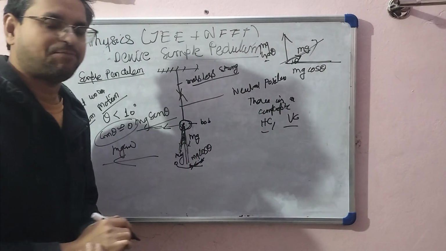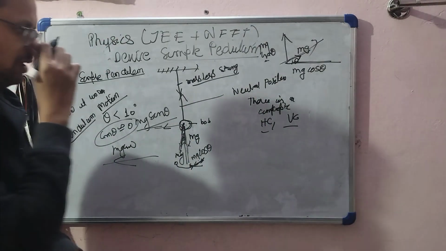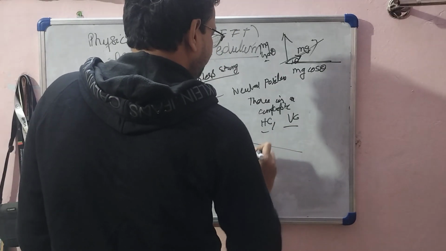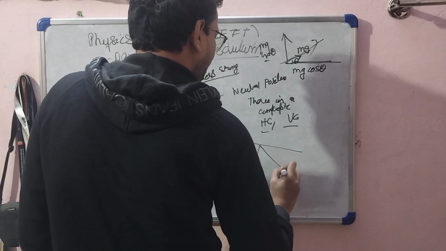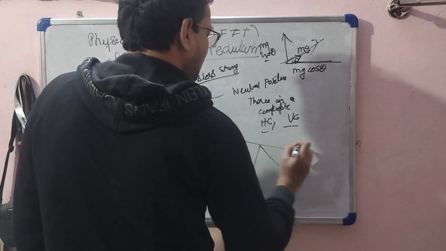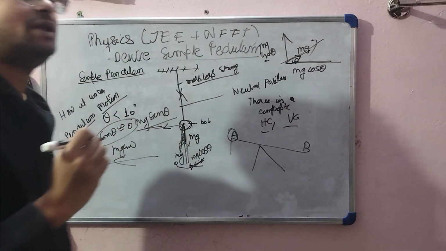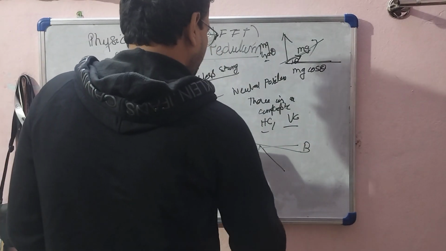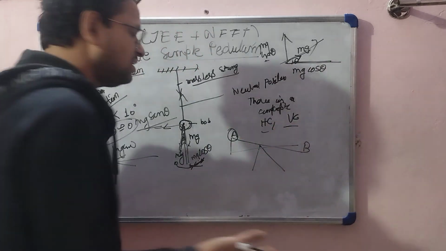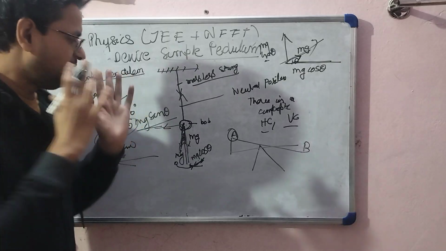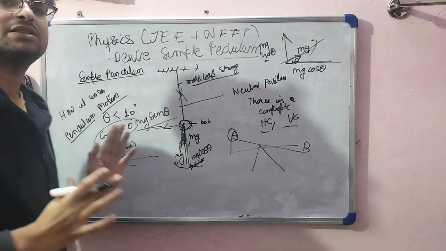Like a seesaw. A seesaw is also a simple harmonic motion because there is a neutral position. Yeah, this is the simple harmonic motion. Simple concept of that. You understand that point, how this works.